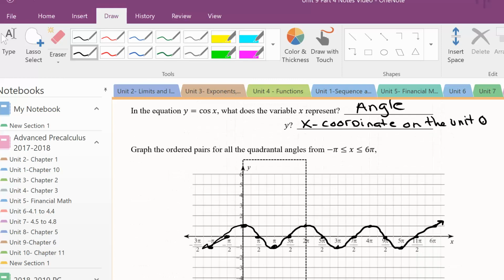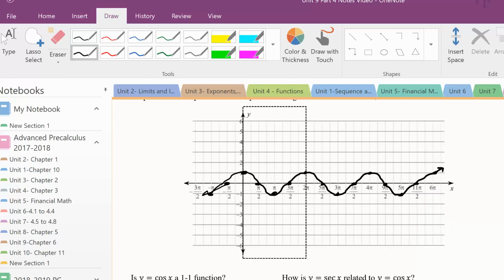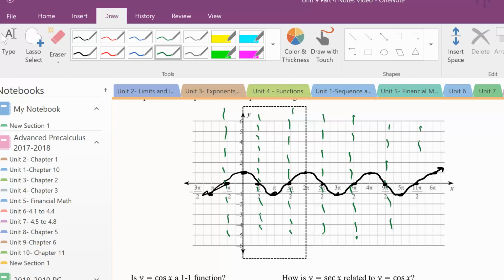Using the above graph to sketch the cosine or the secant. Now remember, everywhere the cosine is 0, you're going to have an asymptote. So starting at negative pi over 2, 3 pi over 2, 5 pi over 2, 7 pi over 2, 9 pi over 2, 11 pi over 2, all the asymptotes. And then the points, so you're going to make your parabolas just like the cosecant.